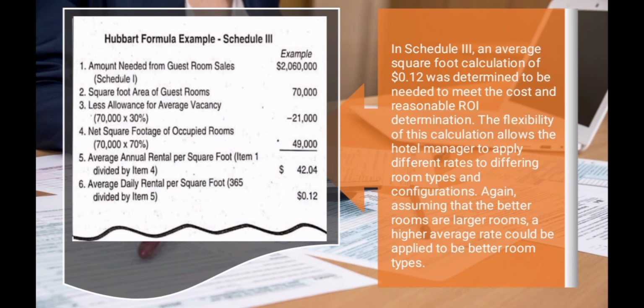Schedule 3 shows us that an average square foot rate of $0.12 was determined to be needed to meet the cost and reasonable ROI, or return on investment, determination. The flexibility of this calculation allows hotel managers to apply different rates to differing room types and configurations. Again, assuming that a higher average rate will be applied to better rooms or larger rooms.